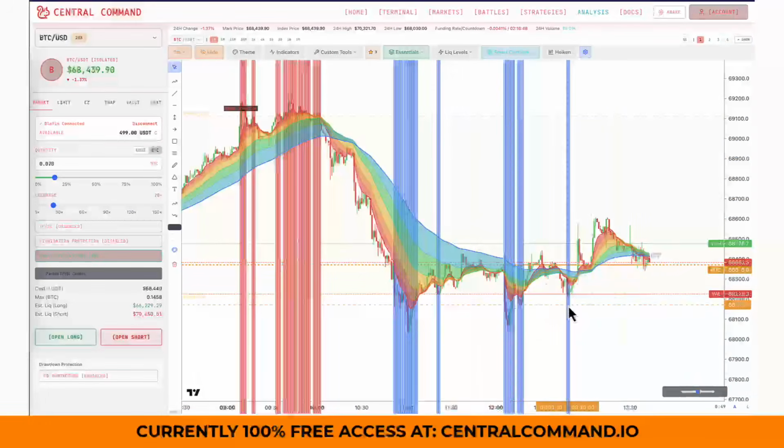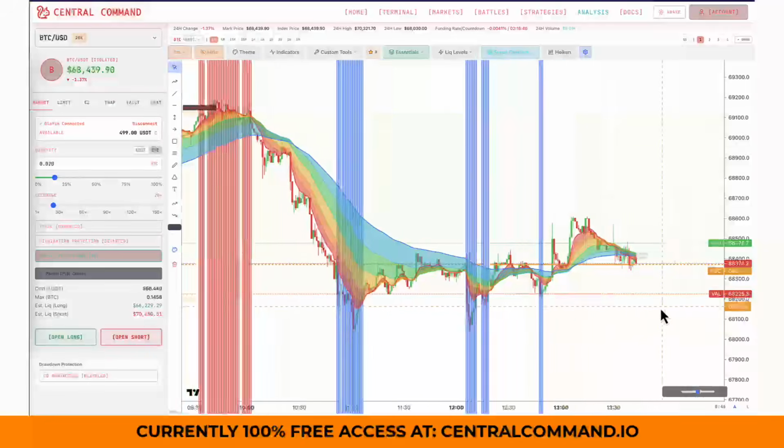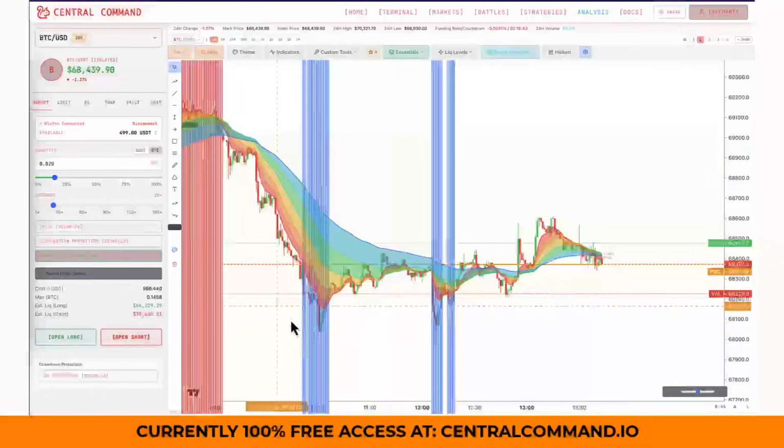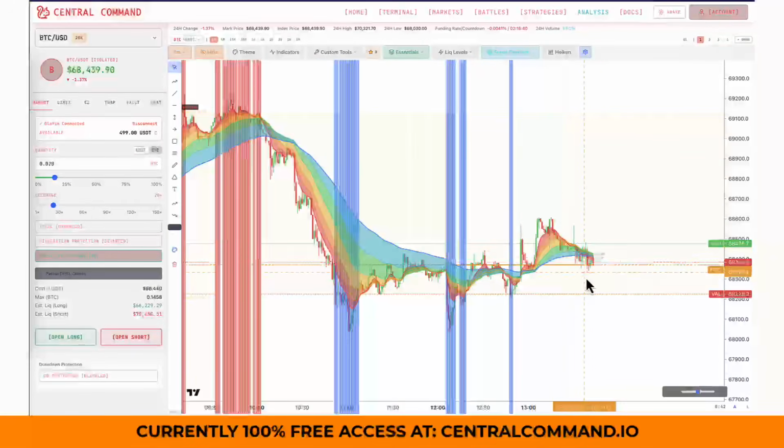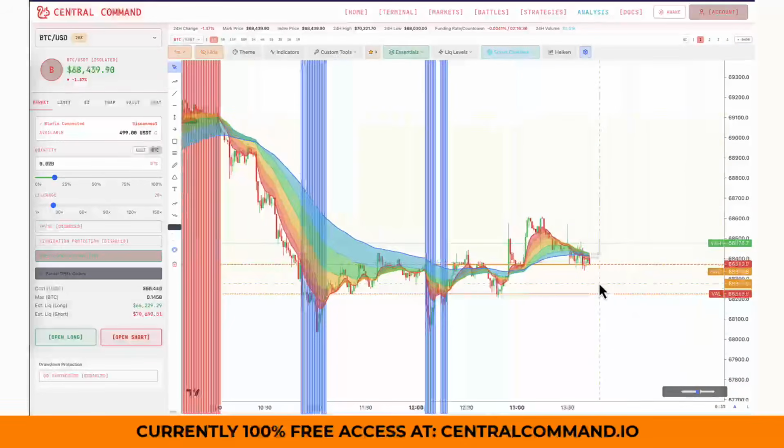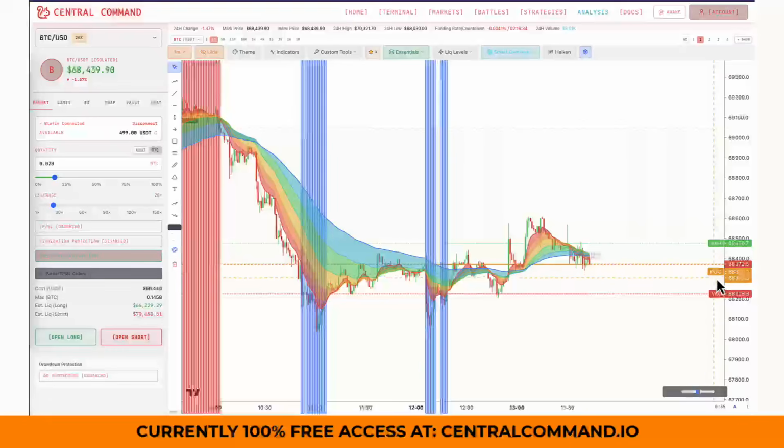All right? And you can see here, currently we're not really blue at all. We had blues here. But on the 15-minute that I just showed you, it is kind of blue, this area too. So I would be expecting higher. And you can see, well, where is it sitting right now? Perfectly on the point of control.